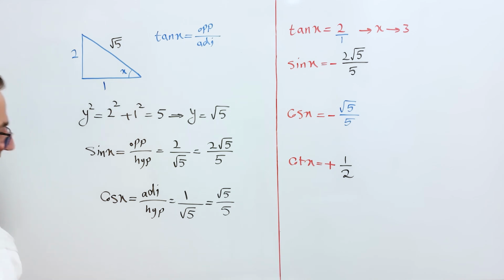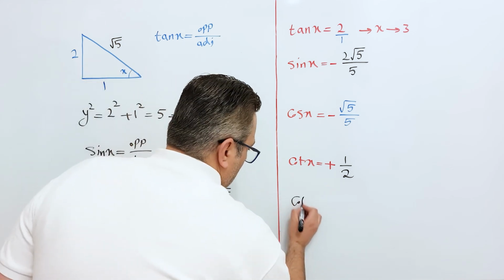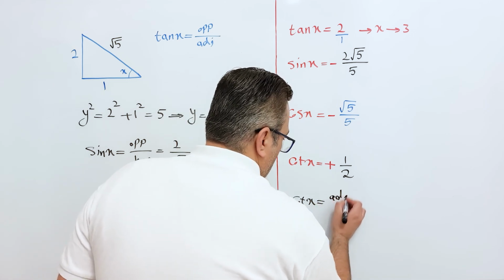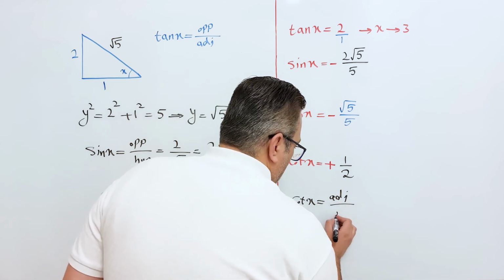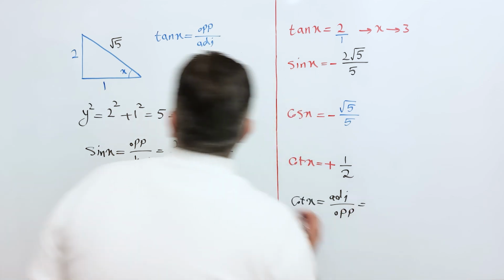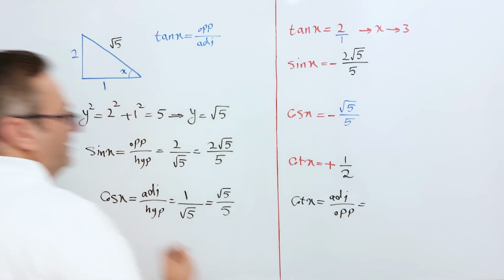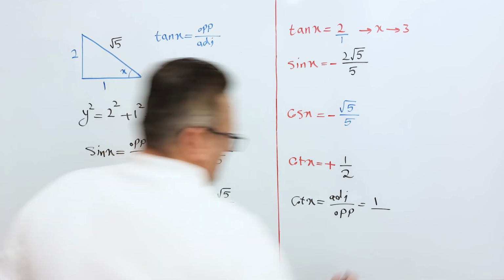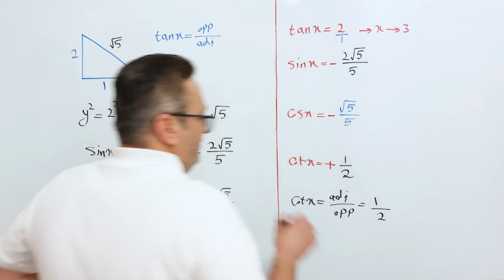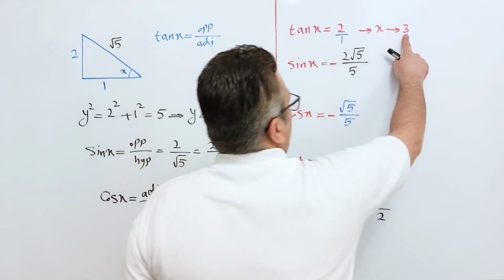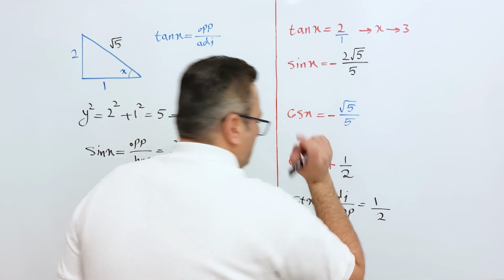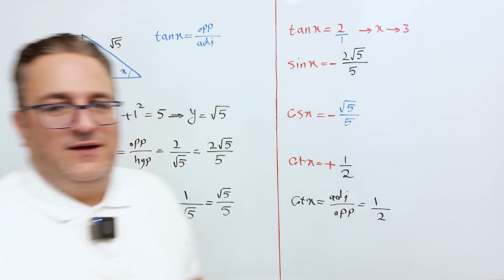And finally, cotangent x is equal to the adjacent side divided by the opposite side. So the adjacent side is equal to 1 divided by the opposite side, which is equal to 2. And we know that x is in the third quadrant and the sign of cotangent is positive. Okay?